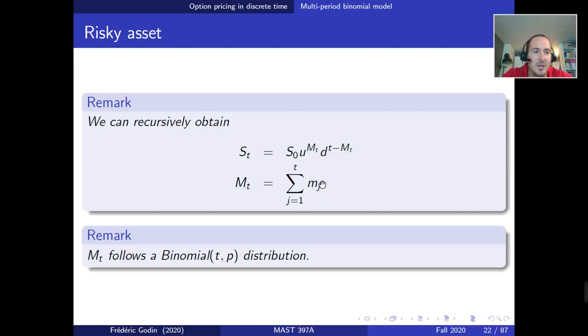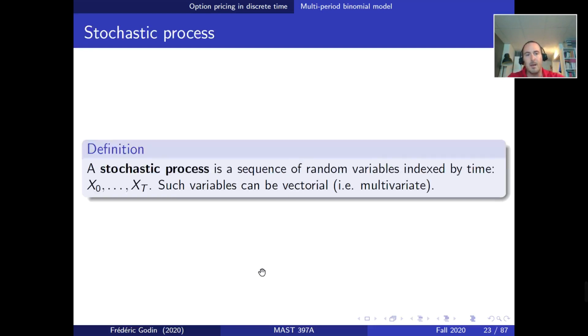Furthermore, because all these M_j's were independent Bernoulli(p), the sum of these Bernoulli(p)'s has the binomial distribution. So M_t has a binomial distribution with parameters t trials, each trial having probability p of success, so it's binomial(t, p). This is the dynamics of the risky asset under the generalized model. We can see that it extends the one period model by adding more periods.